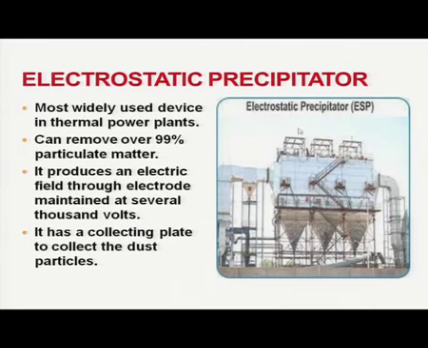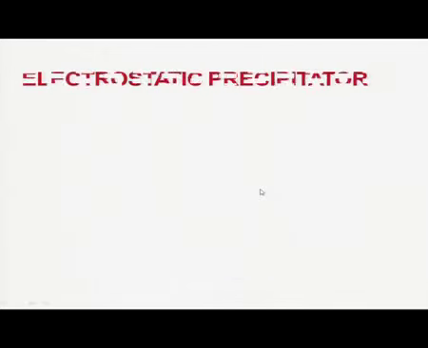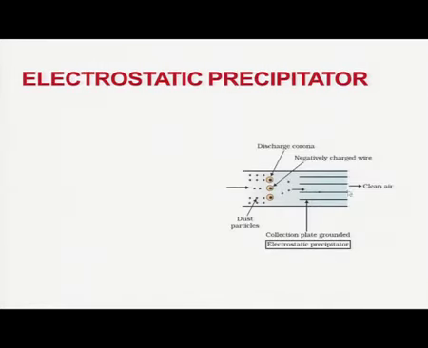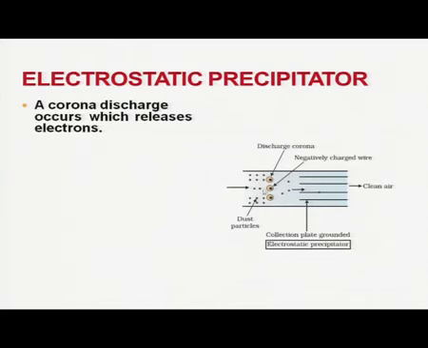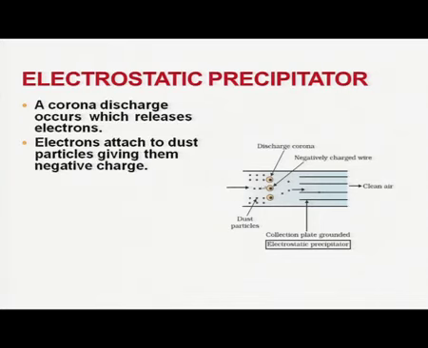This is the image of an electrostatic precipitator, how it looks externally. As you can see in this picture, this is the internal functioning of an electrostatic precipitator. The electric field is maintained with the help of electrodes, and the ionization of the emission or the air takes place, resulting in the release of corona discharge, and this corona discharge releases electrons. These electrons, being negatively charged, will attract the dust particles with them.